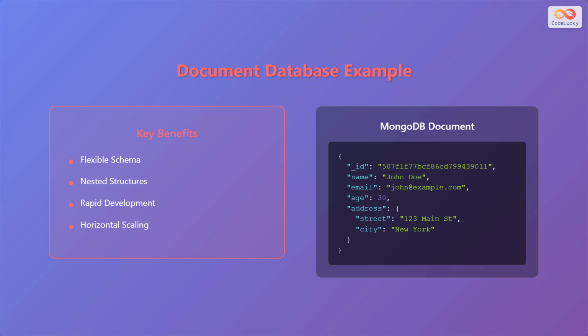Here's an example of a MongoDB document in JSON format. It includes fields like _id, name, email, age, and a nested address field with street and city.